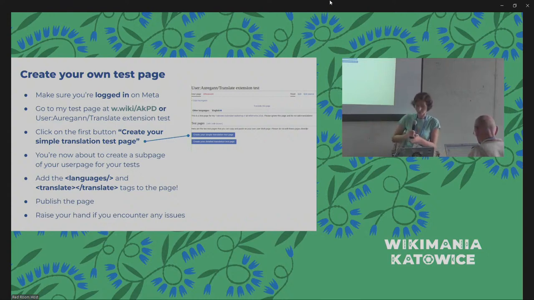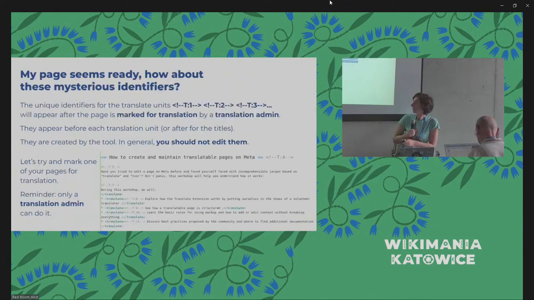Okay, so basically, once we did that, there is not much happening. And then you may wonder, okay, what's happening now? Where are these mysterious identifiers that you told us about? Where are the translations? But the thing is that nothing is going to happen just yet, because as we said, the page needs to be marked for translation by a translate admin before it becomes parsed by the tool and before we can start translating.